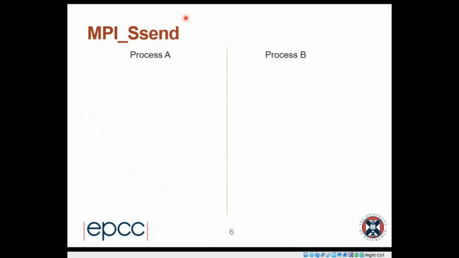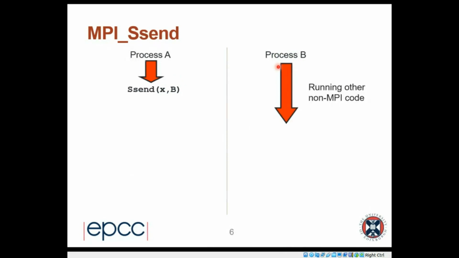So let's do the anatomy of a send. So MPI send, process A and process B, time is going down the way. Process A issues a send of X to B. Now, I am going to assume here that the send is issued before the receive. I'll discuss later on the inverse, but this is the situation which illustrates the point most effectively. At this point, process B is running some other non-MPI code.